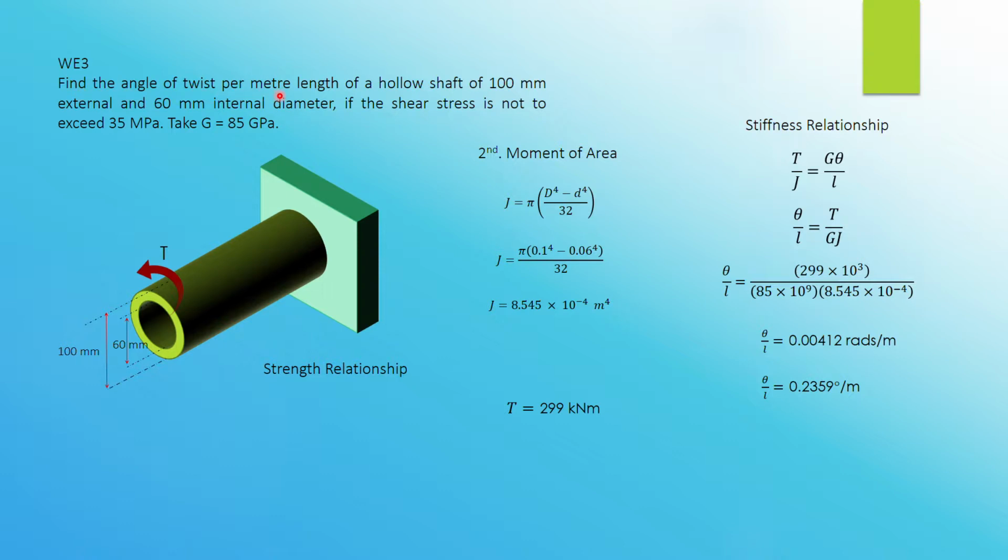Theta is the angle of twist, L is the length, of a hollow shaft of 100 mm external diameter and 60 millimeter internal diameter. Therefore, when you refer to your second moment of area, you must use this formula. It's not the previous one where it is pi d to the power of 4 over 32.